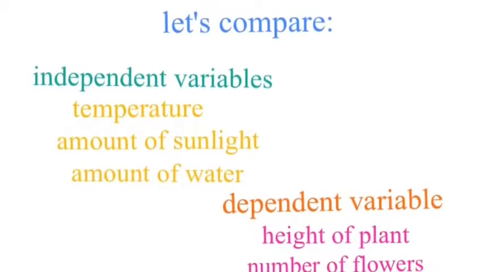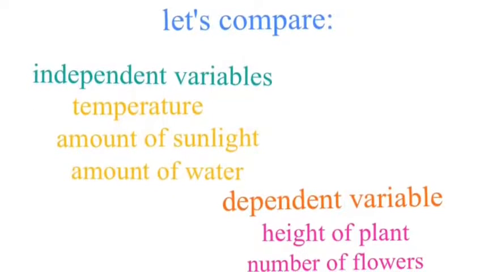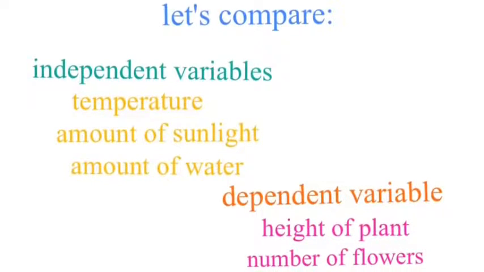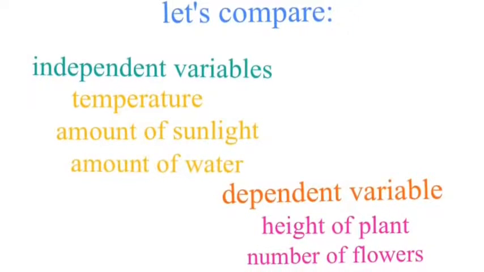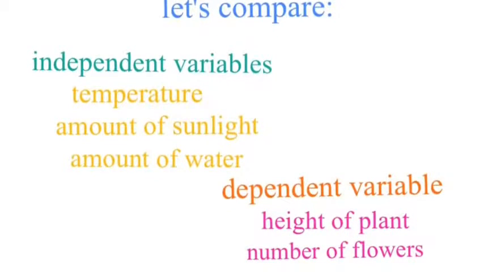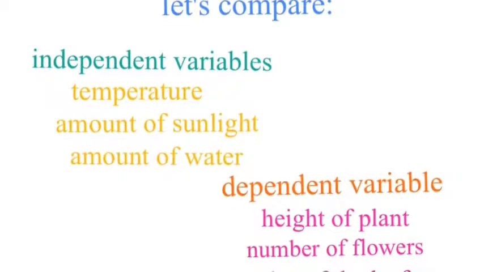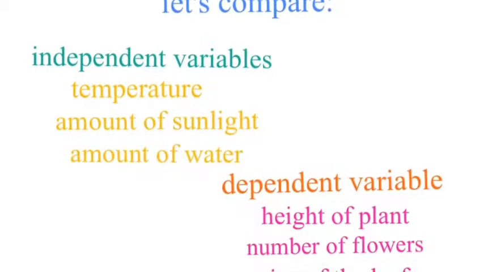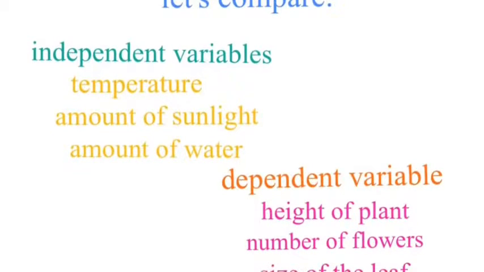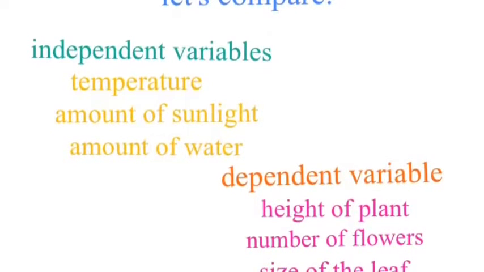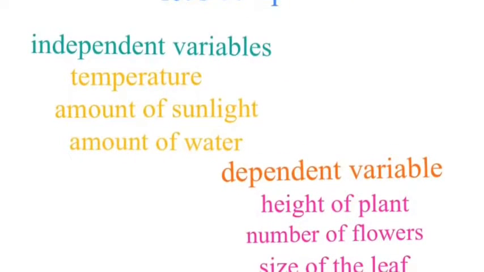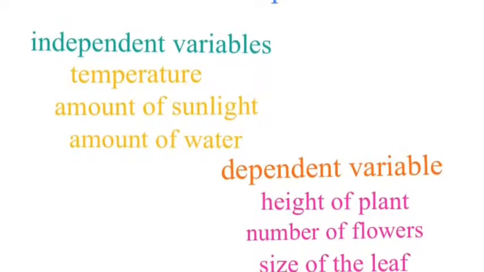Okay, so let's compare some of these. Independent variables are things like temperature, amount of sunlight, and amount of water, things you can change. I know you might be going, well, how do you change the temperature in a forest? You don't really change the temperature in a forest, but what you do is you choose to look at it when it is certain temperatures. So if you go in August, a forest's temperature might be 83 degrees, but if you go in December, the forest temperature might be 39 degrees. And so you choose when to look at it to see what's going on. So even though you don't change it, you choose when to look at it.